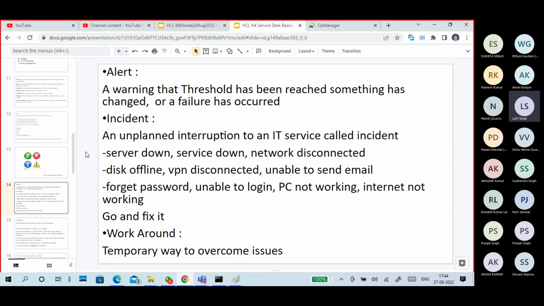You're trying to log in. You gave a username and password. It is showing that this is not a correct password, or you are not able to access, that kind of stuff. For us, it is an incident only. For us, it is an issue. For the customer, it is an issue. Okay. So you will notify the service desk, and they'll consider that as an incident.